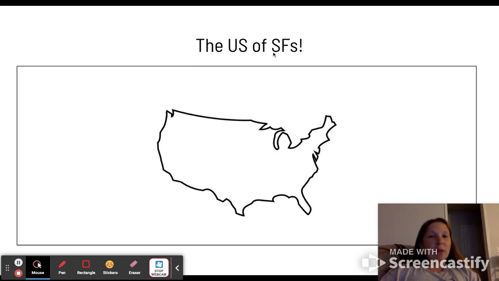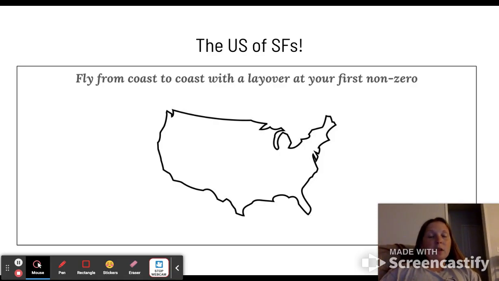So we use the US of the SFs, which I call the United States of Significant Figures, to help us see when zeros are or are not significant. Because if they're at the end of a number, like a trailing 0, sometimes they are significant. If there's a decimal. If there is no decimal, they're not significant. They're like leading zeros. So you will fly from coast to coast with a layover at your first non-zero.